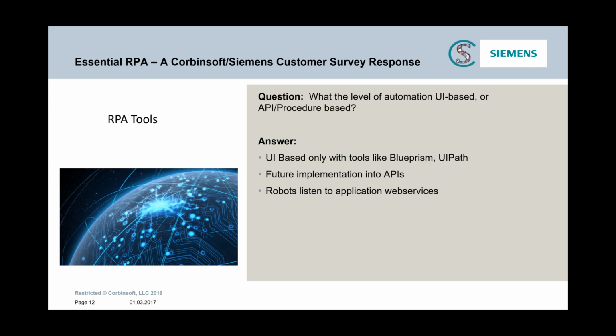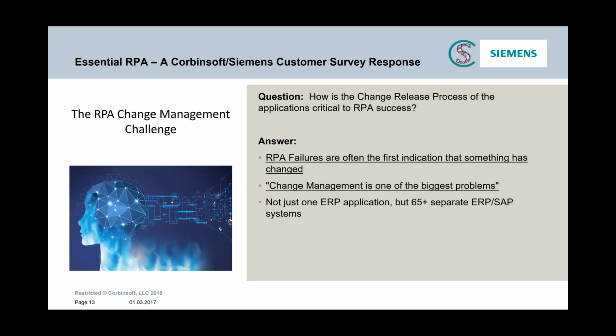And so we again start to see this fabric of building relationships between the application tool chain, or the RPA tool chain. This, in my mind, was the most important question and answer that we received. And I asked, how is the change release process of the applications critical to RPA success?